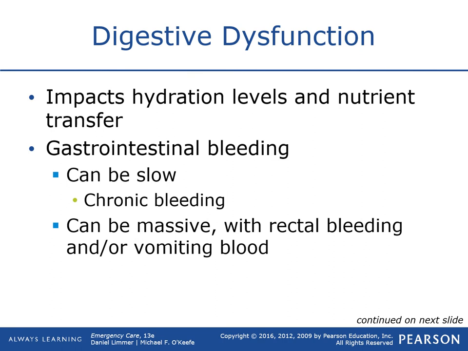Slow bleeding can be chronic. It can last for days, weeks, months, even years. Hemorrhoids would be an example of that, where you have rectal bleeding. That's just a slow bleed. Every time you go to the bathroom, there'll be a little bit of blood that comes out. And then there can be massive bleeds that usually are a result of a burst artery somewhere in your digestive system. And you're going to start seeing people either vomiting blood or having bowel movements that are full of blood.